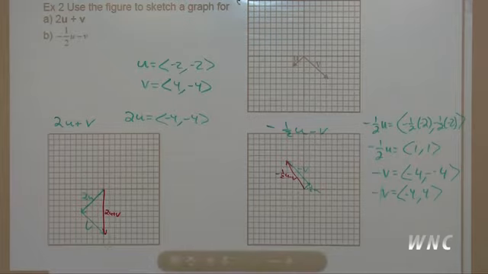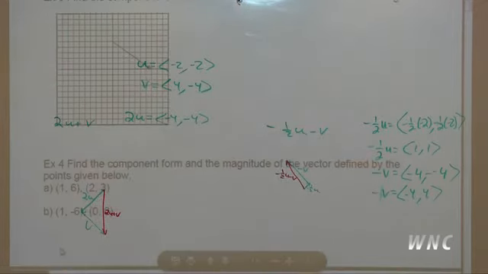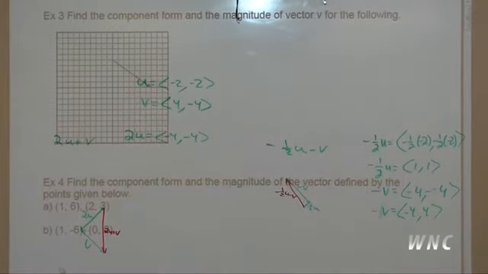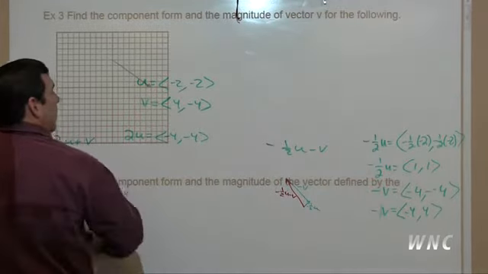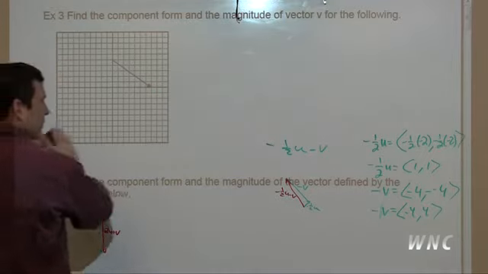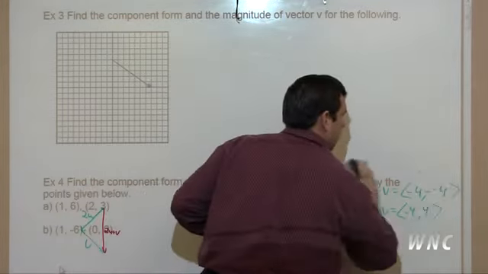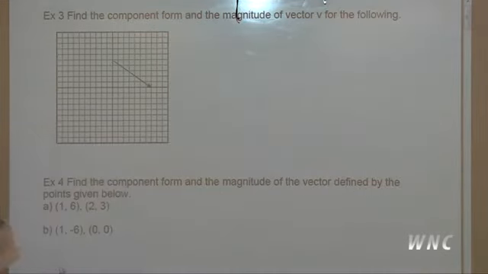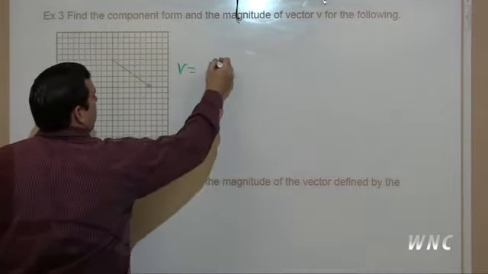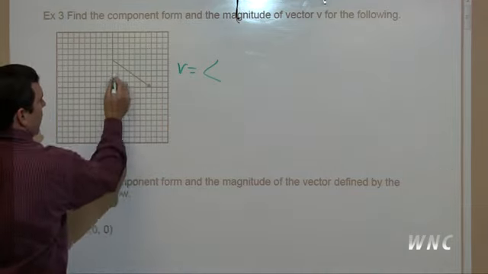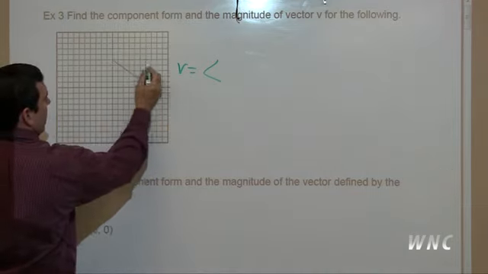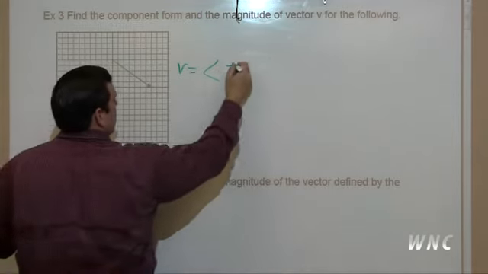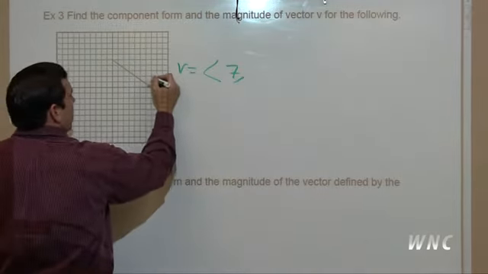Okay, feel free to pause that. I'm going to move on to example 3 here. Example 3 tells us to find the component form and the magnitude of vector v for this. Okay. This is our vector v. What does it contain? We're going from here over 1, 2, 3, 4, 5, 6, 7. And then we're going 1, 2, 3, 4, 5 down.